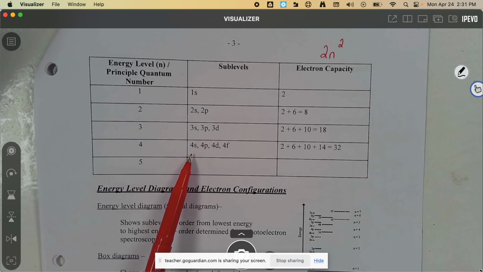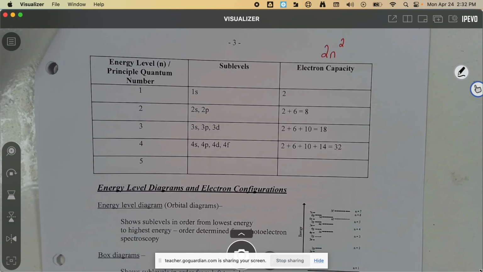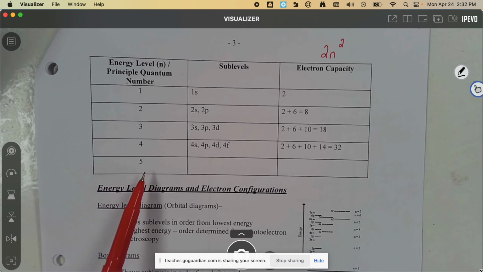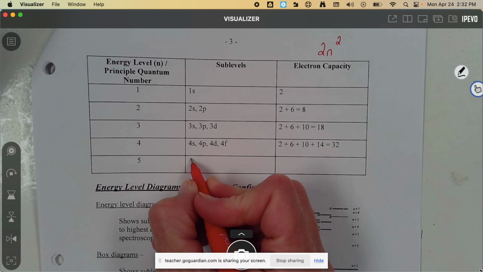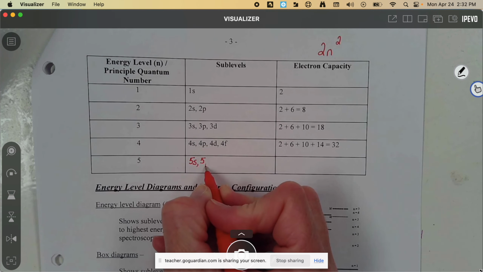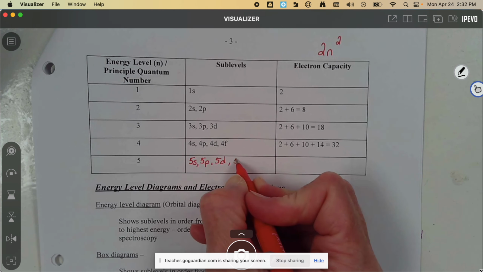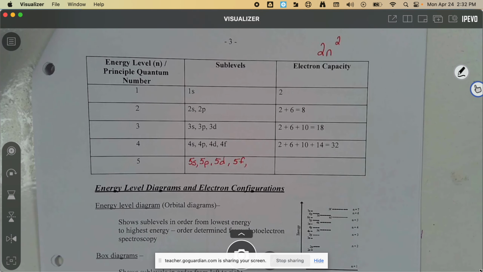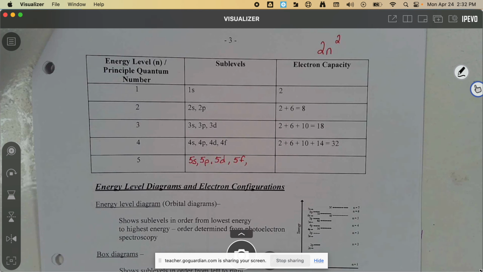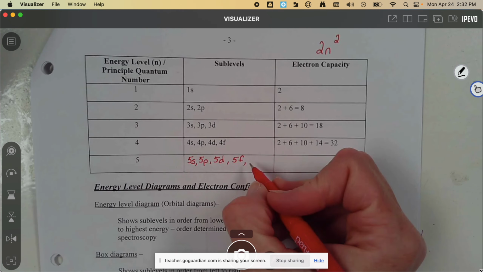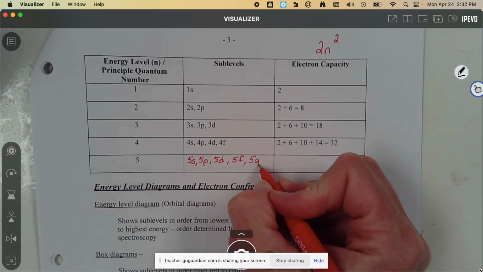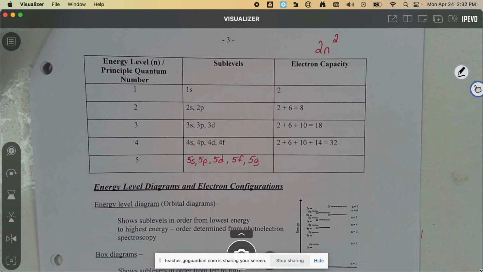So if the fourth energy level has the 4s, 4p, 4d, and 4f, if we follow the overall pattern here that the number of sublevels is equal to the energy level, that must mean that the 5th energy level consists of the 5s, the 5p, the 5d, the 5f, and some other sublevel. Starting here, they start to go in alphabetical order. The 5g sublevel.